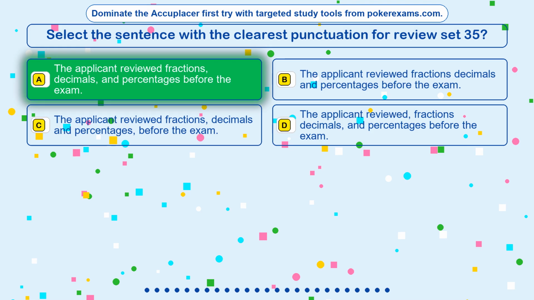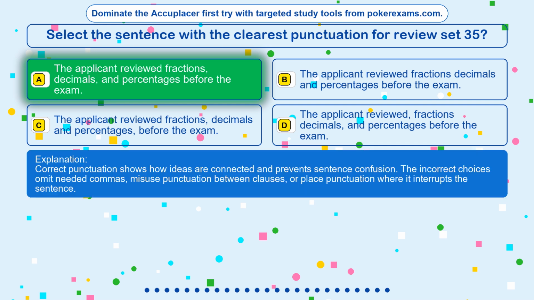The correct answer is option A. The applicant reviewed fractions, decimals, and percentages before the exam. Correct punctuation shows how ideas are connected and prevents sentence confusion. The incorrect choices omit needed commas, misuse punctuation between clauses, or place punctuation where it interrupts the sentence.